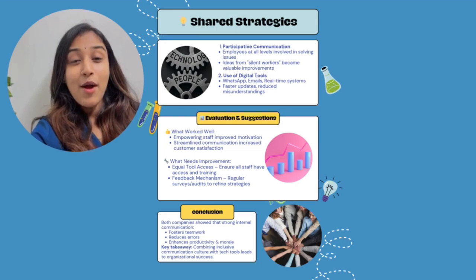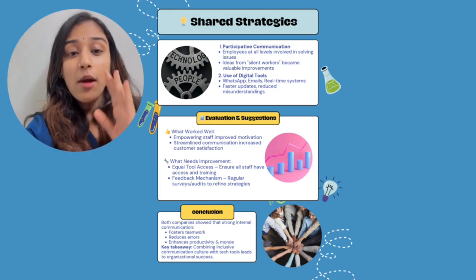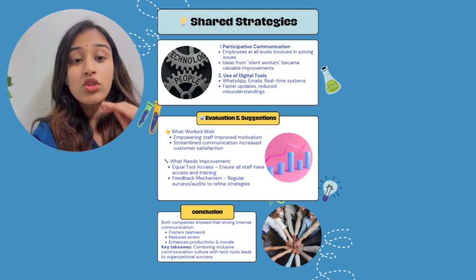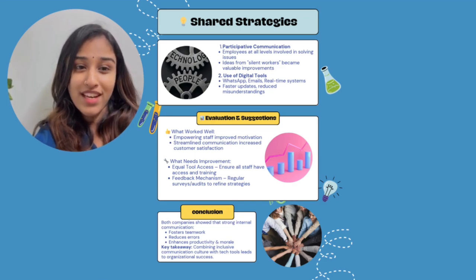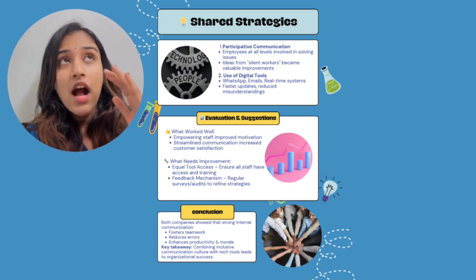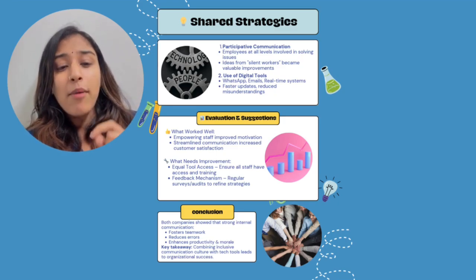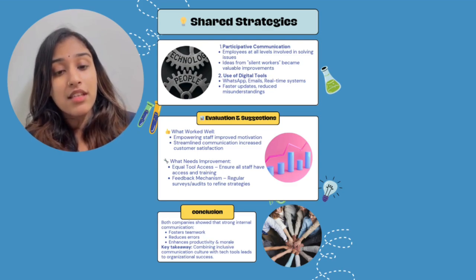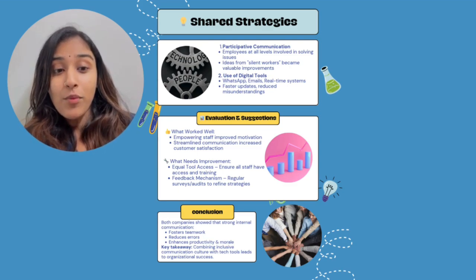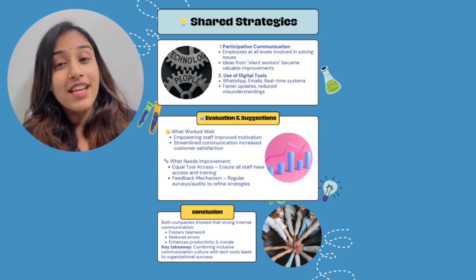Thank you. Both companies share two key strategies: a participatory approach that involves everyone in decision making, and the use of digital tools to streamline communication. However, improvements are still needed. First, ensuring equal access to tools across all departments. Second, setting up regular evaluation and feedback systems to keep improving how teams communicate. So, communication must be inclusive and constantly refined to stay effective.